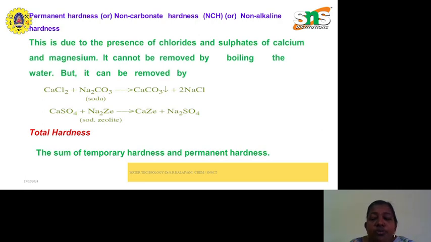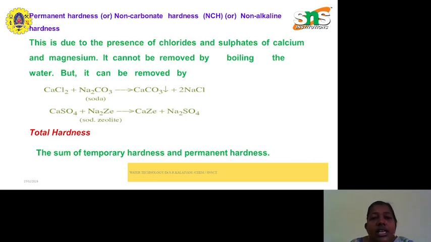And then next one is permanent hardness. Permanent hardness is otherwise known as non-carbonate hardness and non-alkaline hardness. Permanent hardness is due to the presence of chlorides and sulfates of calcium and magnesium. It can be removed by the lime soda process and the sodium zeolite process, that means the zeolite process.